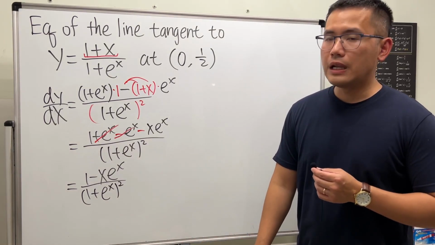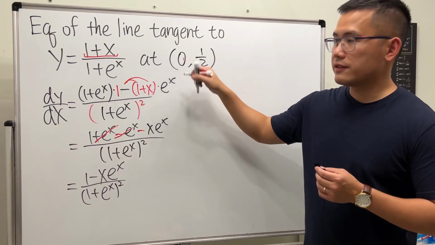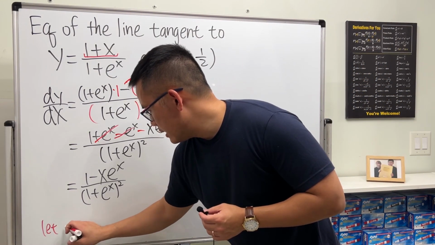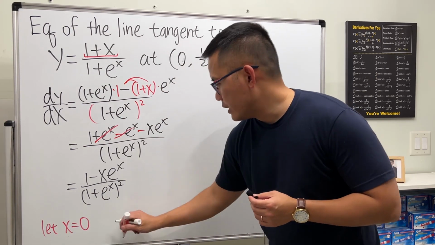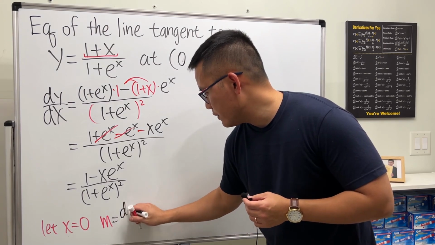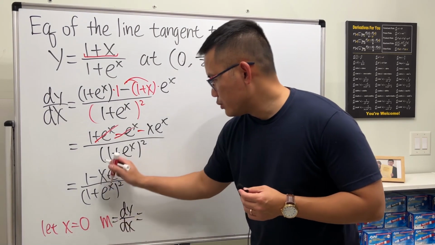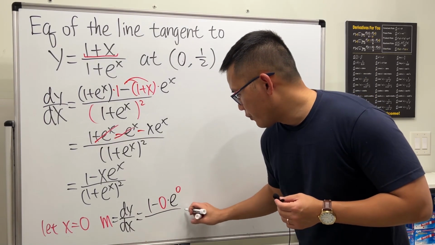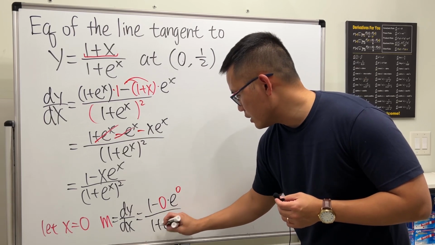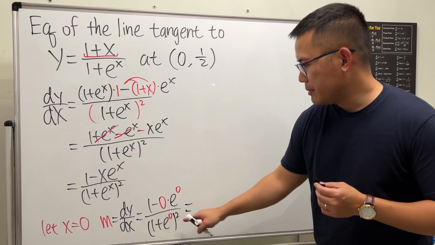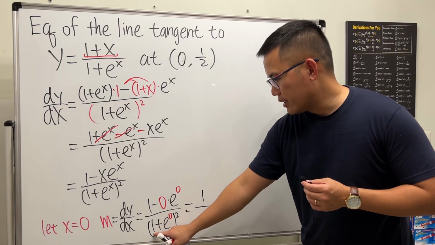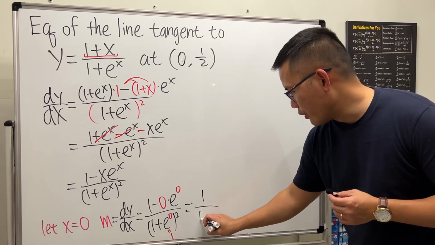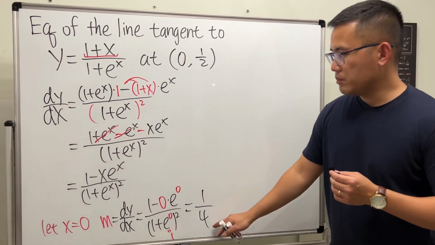Now if we want to find the slope, and this is the x value that we have, so the slope is when we have x equals 0, we get the slope, which is just the derivative. Plugging 0 into all the x's, we get 1 minus 0 times e to the 0 over 1 plus e to the 0, and then we square that. The top is just 1, but the bottom, this right here is actually 1 plus 1, because this right here is 1. So 1 plus 1 is 2, and then square that, we have 4. So the slope is 1 over 4. Oh, be careful with that.